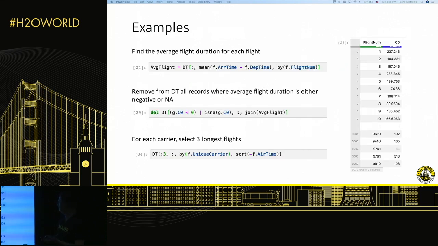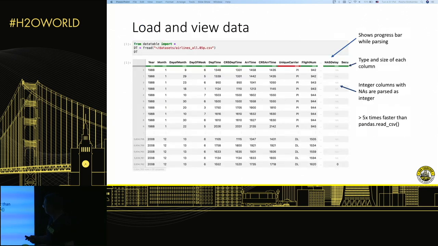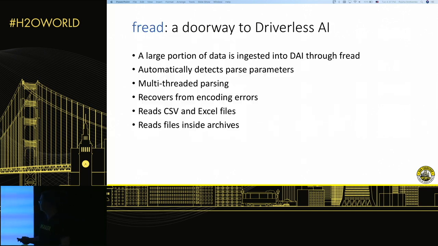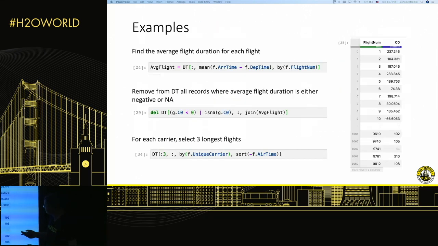So here are some concrete examples. We loaded the airlines data set in one of the slides before. It has flight information: when different flights started, when they arrived, how much delay, and so on. It's just an example. So here, for example, what if we wanted to find the average flight duration?